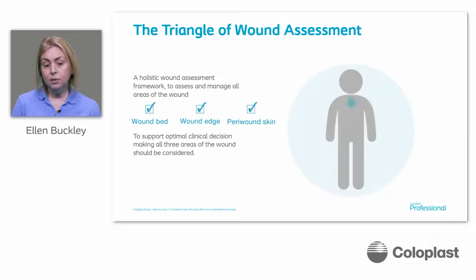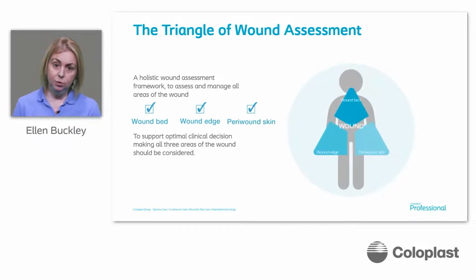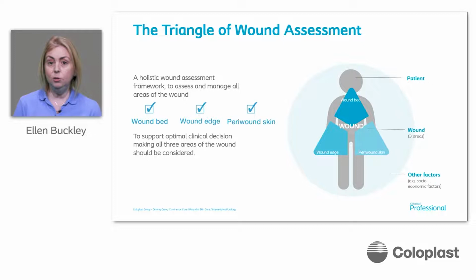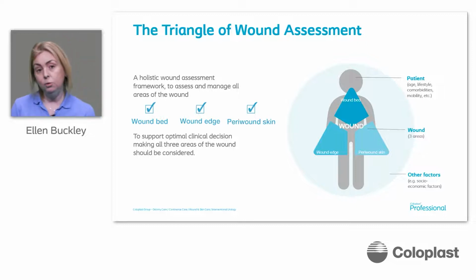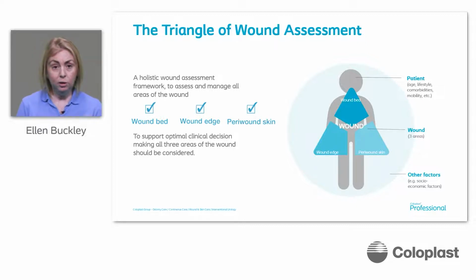So the Triangle of Wound Assessment is a holistic assessment tool, and it firstly gives us the opportunity to do that holistic assessment of our patient. So looking at things like comorbidities, medications, diet and nutrition and hydration for the patient, and blood supply to the wound. Once we've done our holistic assessment, we then focus more clearly on the wound bed, the wound edge and the peri-wound skin.